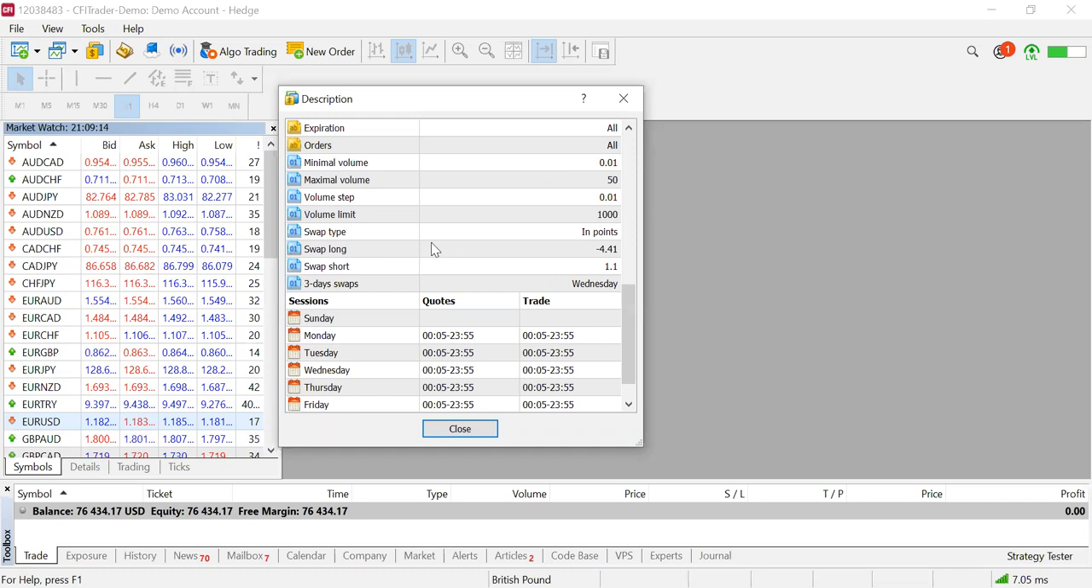And then obviously here with the swap, you're going to be holding overnight positions. This is the swap or the rollover, which is in points. So if you're looking to get that in pips, simply use this one. So if you're looking to trade the standard contract, it would be €4. If you're looking to trade the mini contract, for example, then it would be 40 cents. With the micro, it would then be 4 cents.